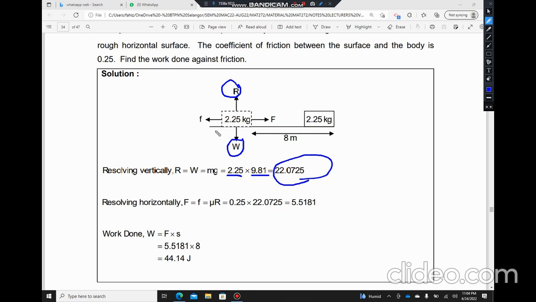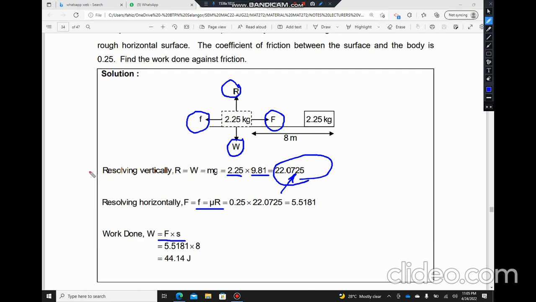F equals to, okay, kita ada friction kat sini, dia akan sama dengan force yang ni. Okay, dia sama. So F equals to friction equals to mu R, because we know that formula of friction is mu R. So 0.25 multiplied by R, which is this one. Kita dapat daripada sini. So we get force is 5.5181. So work done, W equals to F multiplied by S.